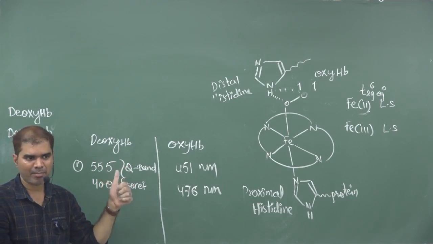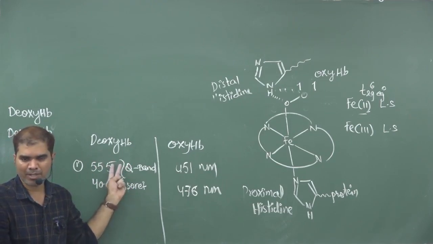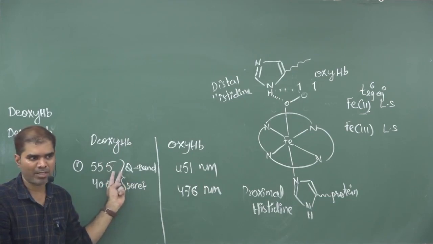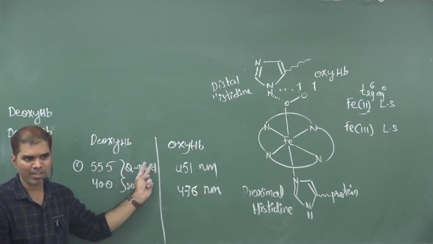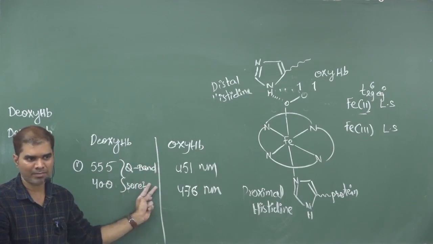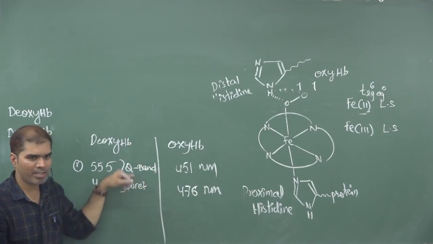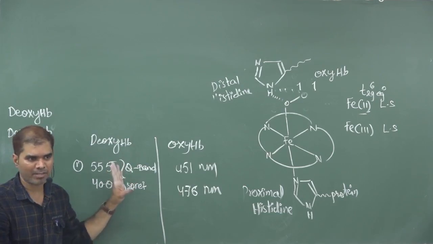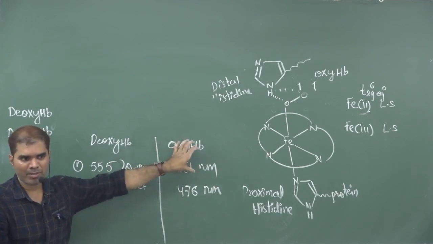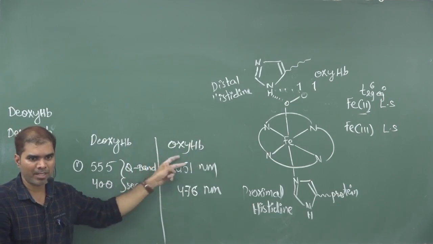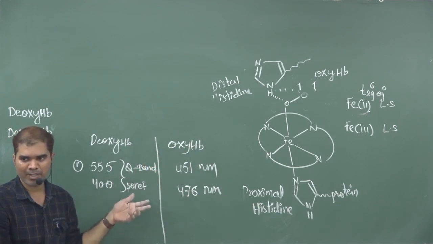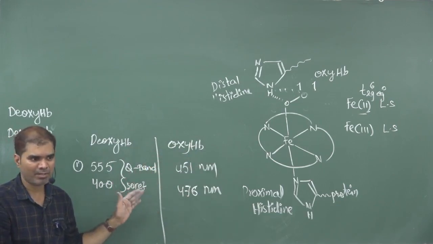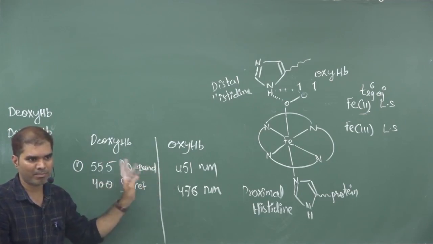Next, coming to the absorption spectra or the electronic spectra, 2 peaks appear for deoxy, one at 555 nanometer and the another one at 400. One is called a Q band, another one is called a SORET band. The SORET band is 10 times more intense than the Q band. Now when I go to oxy hemoglobin, again you will be getting 2 peaks but at different wavelength. One is at 451, the another one is at 476 nanometer. So the color of deoxy or oxy is due to these two absorption peaks.